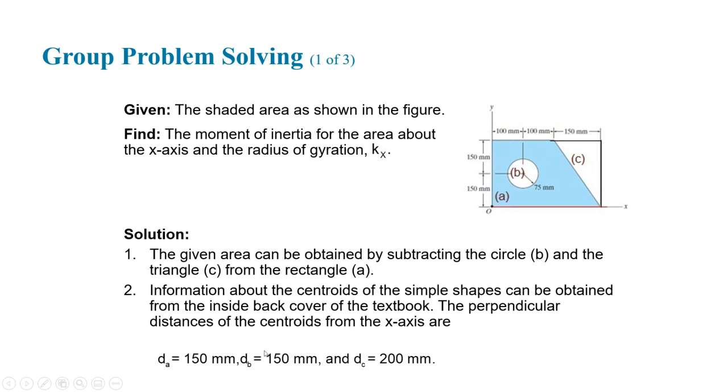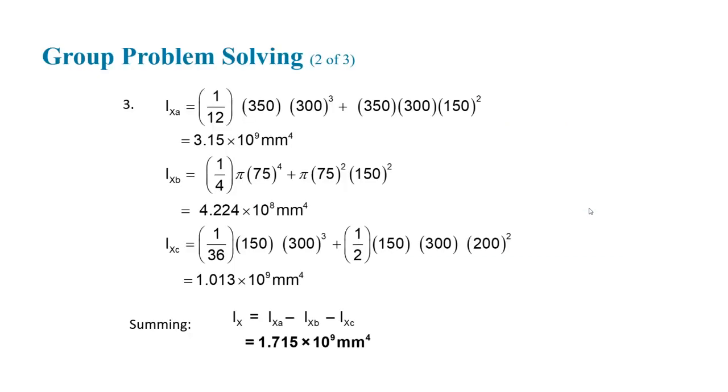So these are just the distances of each of these shapes from the horizontal axis of the centroid, which for the rectangle and circle are here, and for the triangle is here, to the axis about which we're computing the moment of inertia, and we need that for the parallel axis theorem. So where are they getting these numbers from?